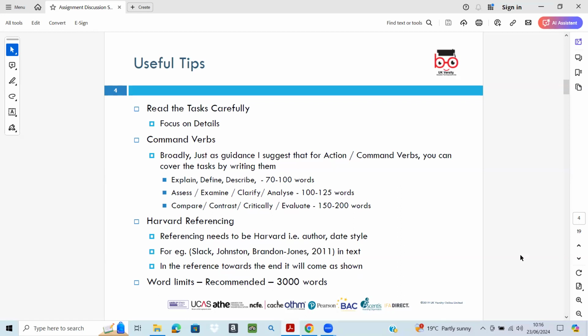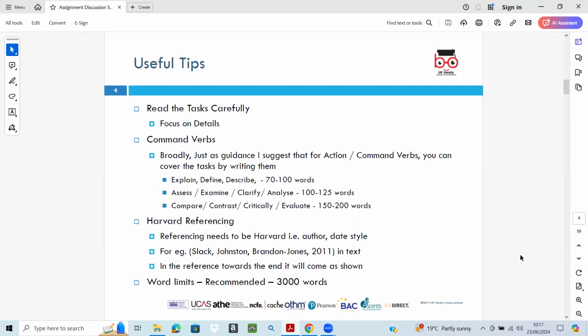Then we have command verbs. So for command verbs, we need to be attentive to command verbs used in assignment tasks, as they indicate the action you need to take. So we will use the command verbs exactly as they are.